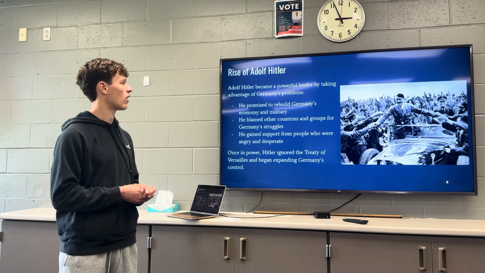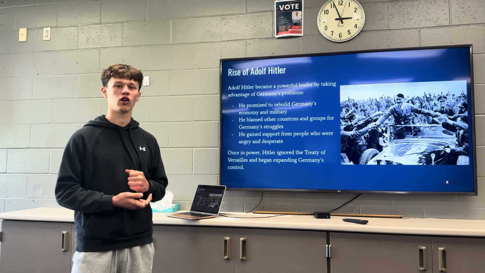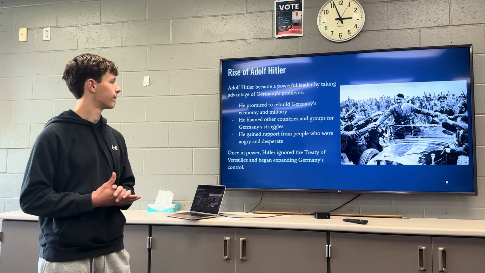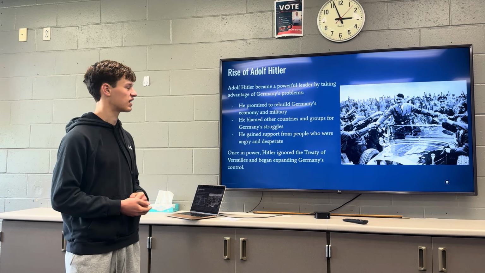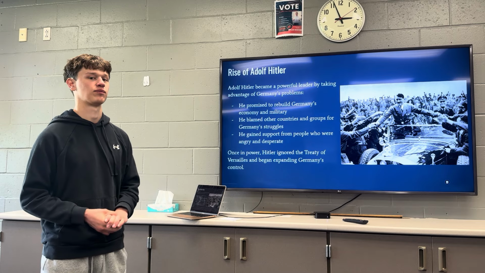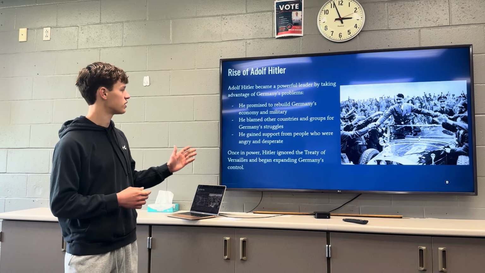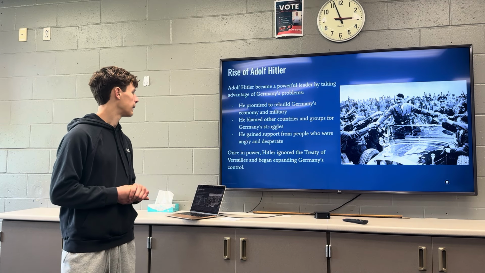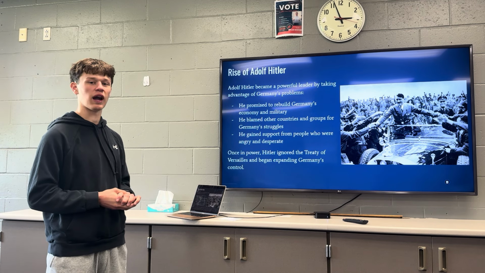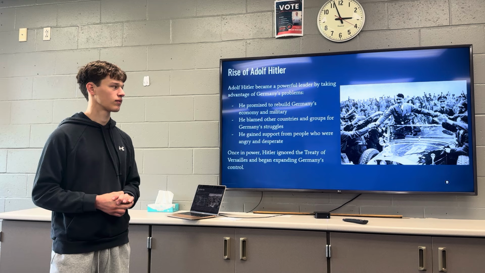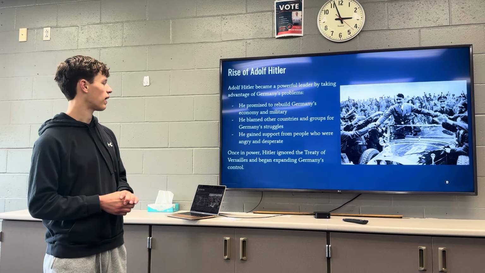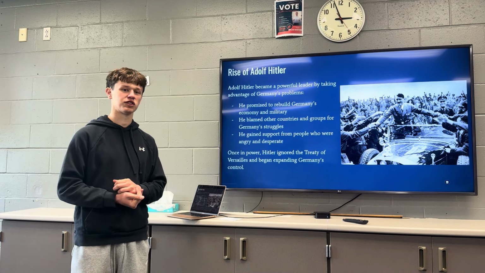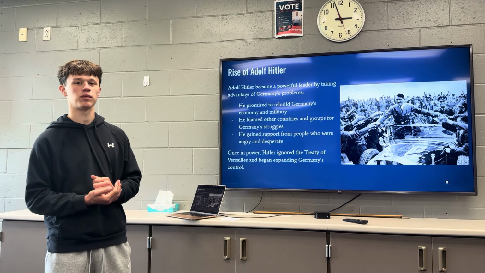Adolf Hitler became a powerful leader by taking advantage of all these problems that Germany had. He promised to rebuild Germany's economy and military. He blamed other countries and groups for Germany's struggles, creating scapegoats. He gained support from people who were angry and desperate. Once in power, Hitler ignored the Treaty of Versailles and began expanding Germany's control.